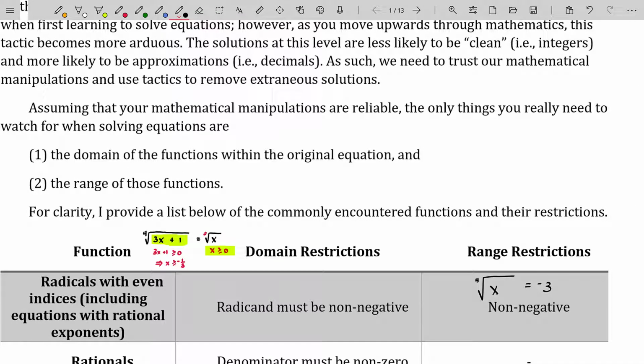Odd indexed radicals involved in equations, well, there's no restrictions there. You could take the odd root of any number that you want, and radicals with odd indices can return any value, negative or positive. So there's no restrictions on domains or ranges when your radical has an odd index.